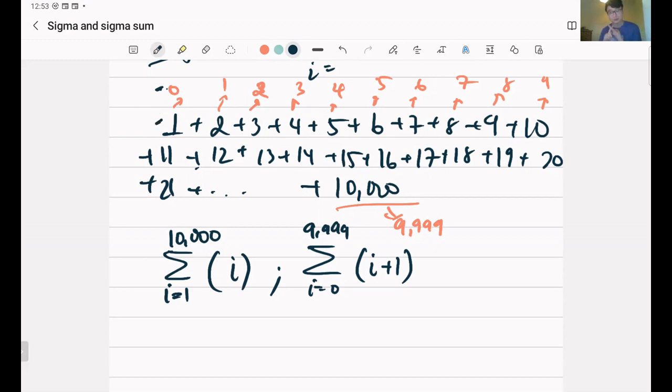As my index is 1, my index is 1 right here, and my number is 2, right? 1 plus 1 is 2. And I move on, so on and so forth.